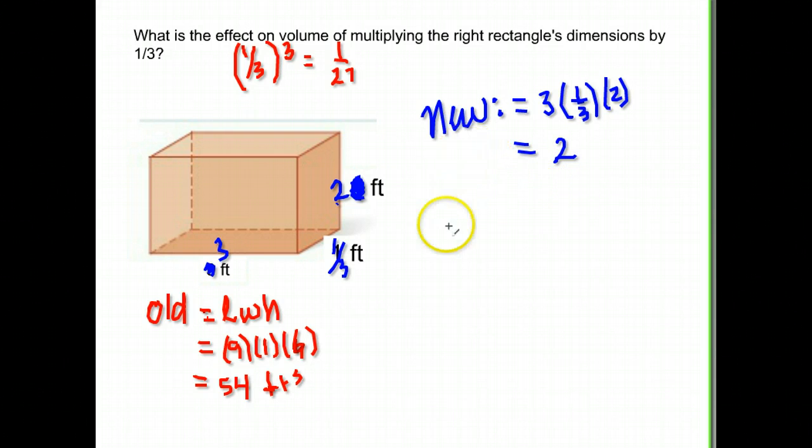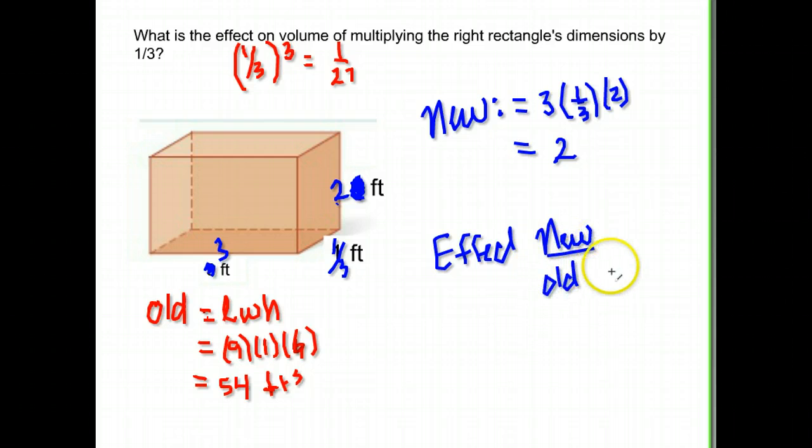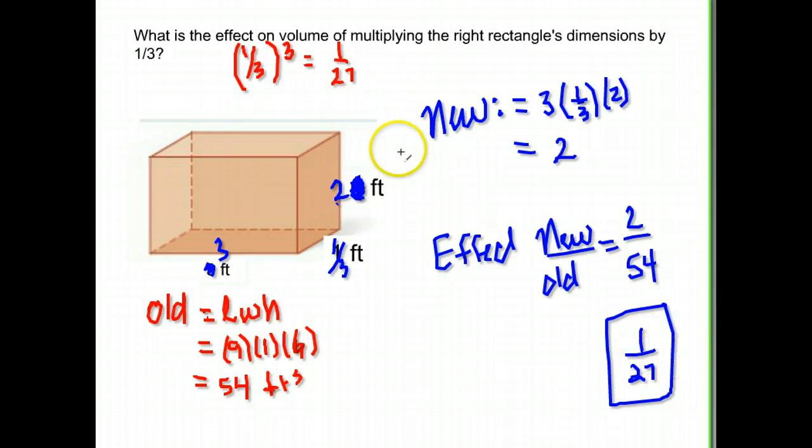Okay, so remember to find the effect, we take the new and divide it by the old one and then simplify. The new volume is 2. The old volume was 54. If I reduce that fraction, what do I get? 2 goes into 2 once on top. 2 goes into 54 27 times. It's 1/27 the original size, which is what our prediction was up here. But again, that's because we changed all of the rectangle's dimensions.